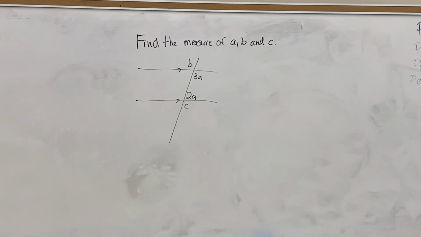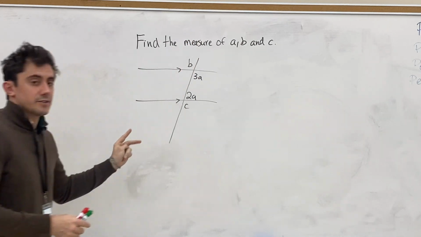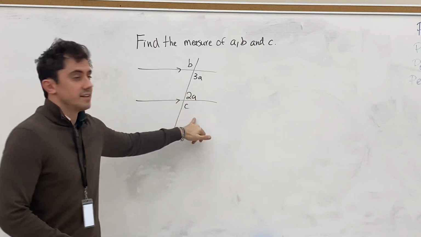Good afternoon, everyone. Today we're going to do a geometry problem where we have a set of parallel lines and a transversal line going through it as such. And we're tasked with finding the measure of A, B, and C.